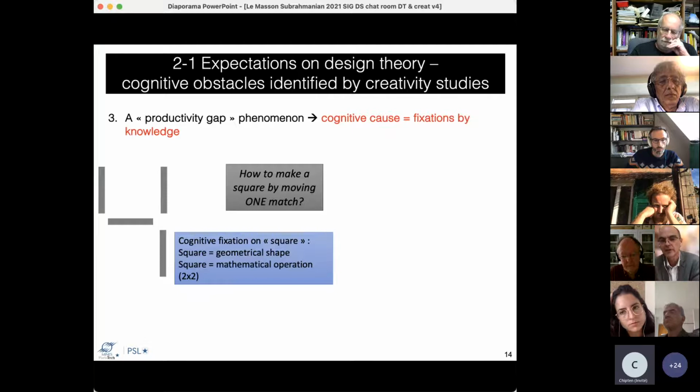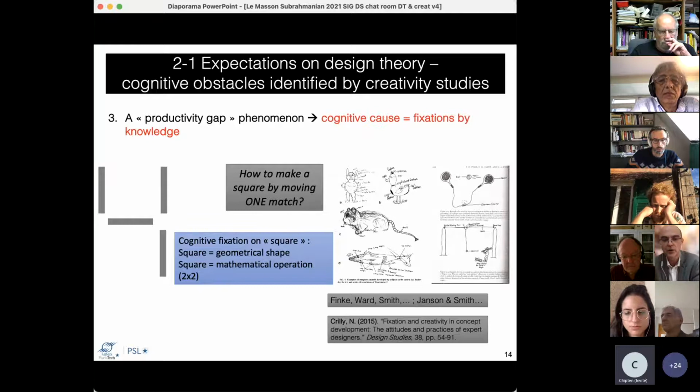And there have been many, many works done by our colleagues, Finke, Ward, Smith, Jansson. And I would like to refer you to the very interesting study made by Nathalie Crilly on the variety of fixations occurring regularly because of the capacity or the difficulty of designers to go to new knowledge. So we have these three expectations.